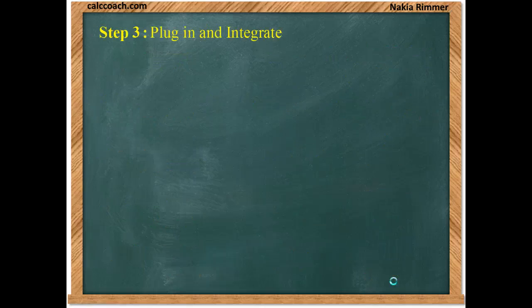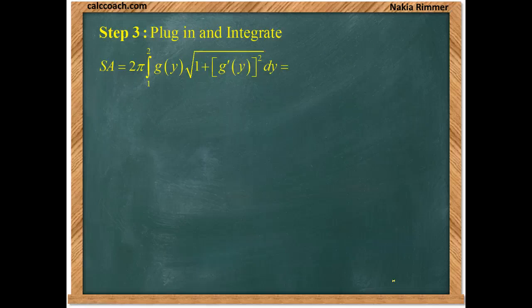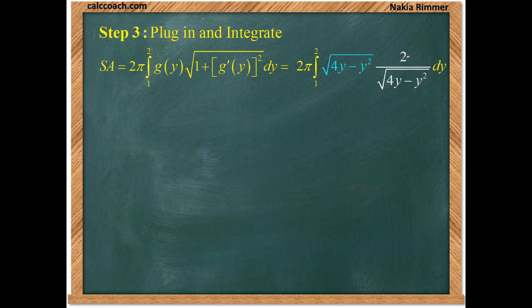Third step in the process is to plug in and integrate. We have the formula from the first slide, replace g of y by the function, and replace this ds with what our simplified version of it is. G of y was the root of 4y minus y squared, and the root of the 1 plus g prime squared is exactly what we simplified on the last slide. So these conveniently cancel out, leaving us just with the 2.